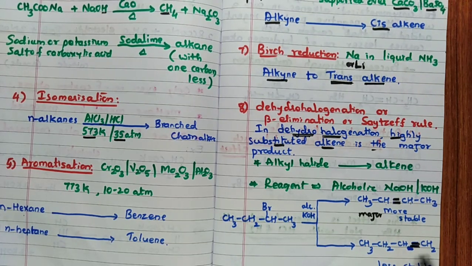Here there are 3 hydrogens attached to the doubly bonded carbon, which means it is more substituted. Which is more substituted? This one. Hence this is the major product.